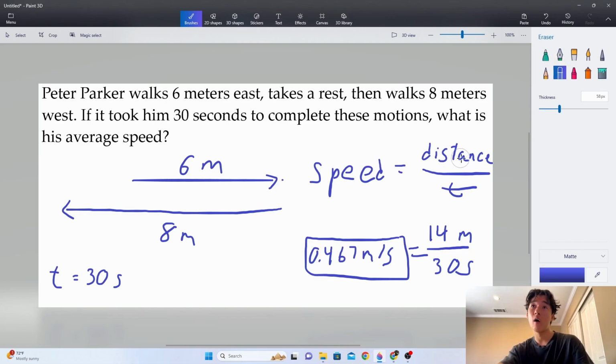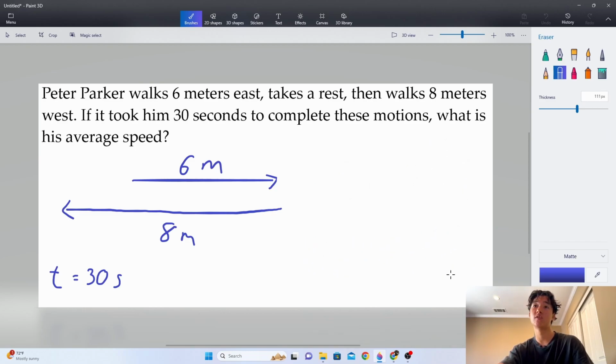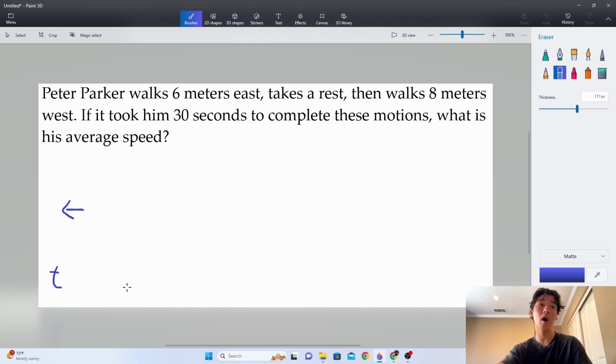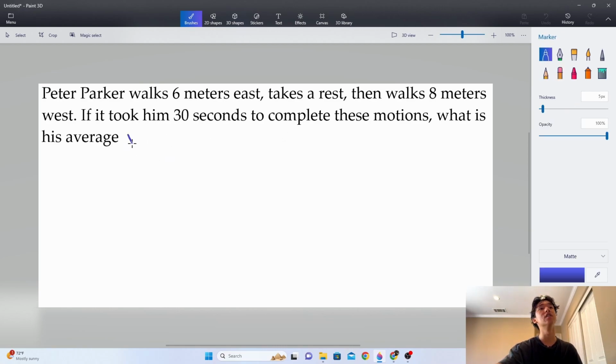Okay, now we're going to do this problem again, all over again, changing one thing. What is his average velocity? Wow. Challenging stuff, ain't it? Okay, cool. So now it's velocity. Velocity has magnitude and direction, just like, you're correct, displacement, not distance. So it's the exact same thing, right? T is equal to 30 seconds.